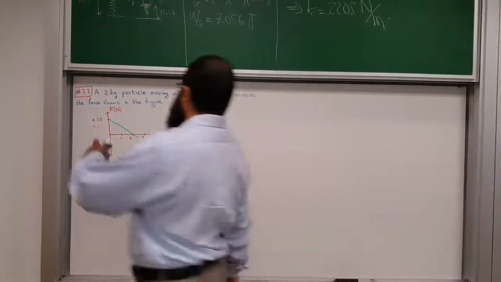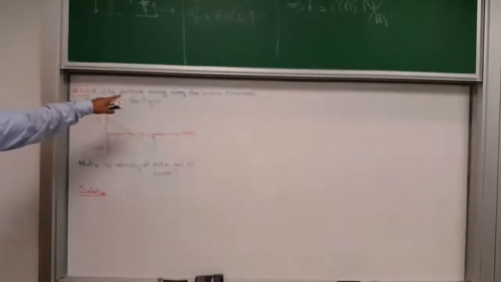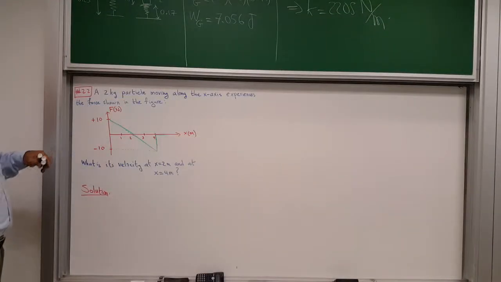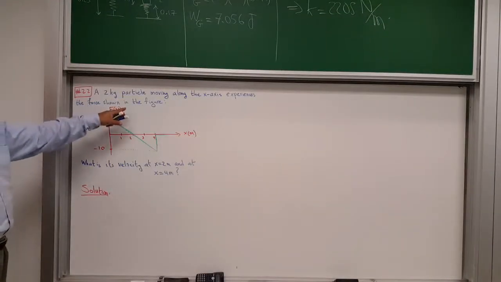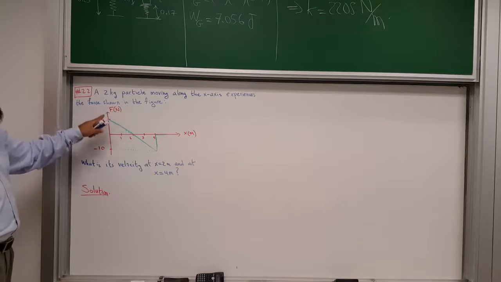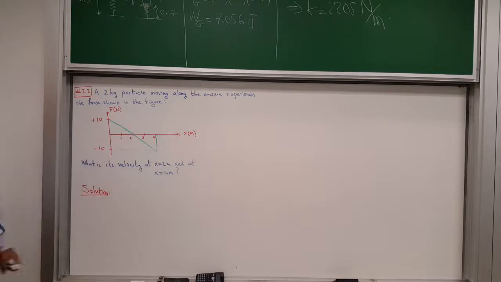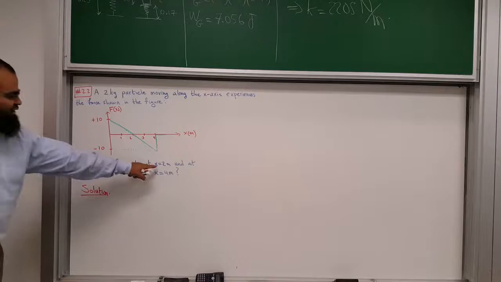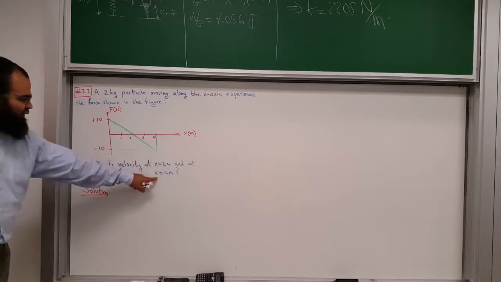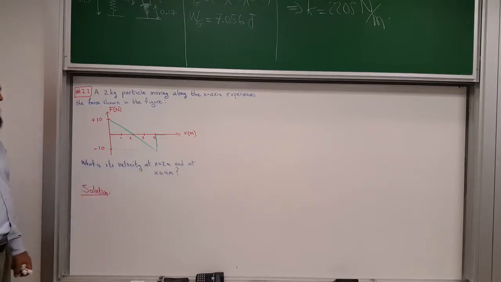They say a 2 kilogram particle is moving along the x-axis and experiences the force shown in the figure. And then it asks, what's the velocity at x equal to 2 meters? And what's the velocity when x is equal to 4 meters?